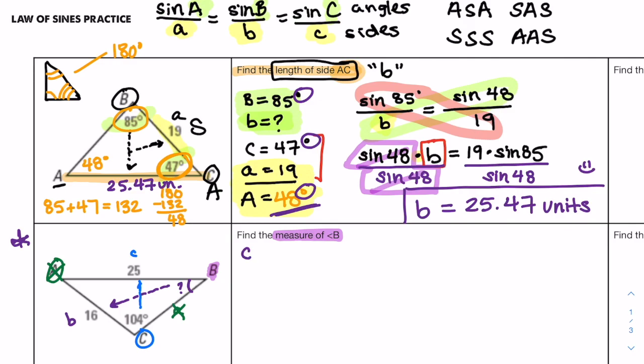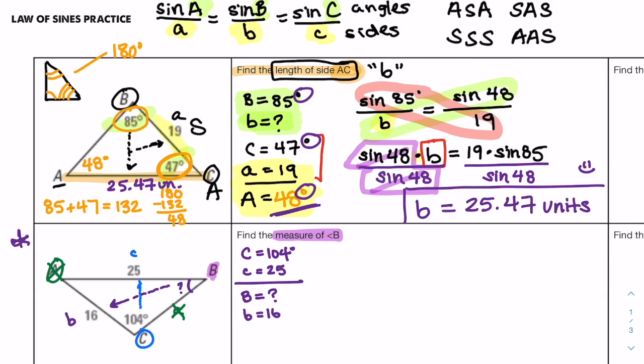So I know capital C is 104 degrees. I know lowercase c is 25. I know capital B, I want to know. So obviously I have to include that in the equation. And then lowercase b is 16. And I don't know anything about A, so I really can't use that.